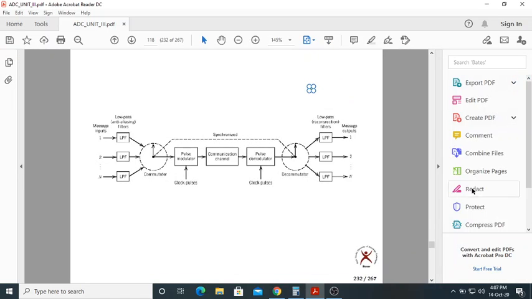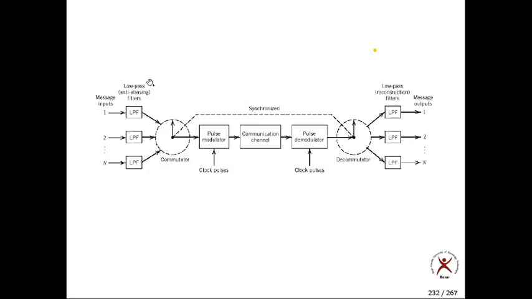So this is also very, very important, so please look at this. Now this is what we do for time division multiplexing. Here we have multiple signals that need to be transmitted, so we use a low pass filter to eliminate some unwanted frequencies. Now here we have something called a commutator. What is the job of the commutator? It will select a sample from each and every signal.